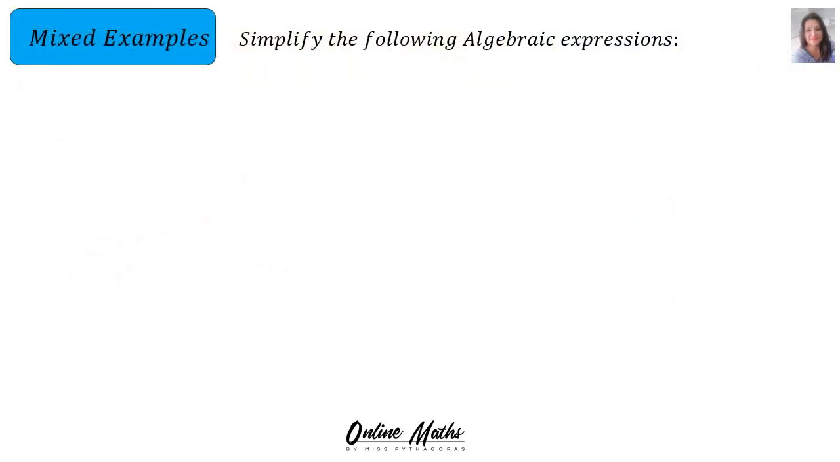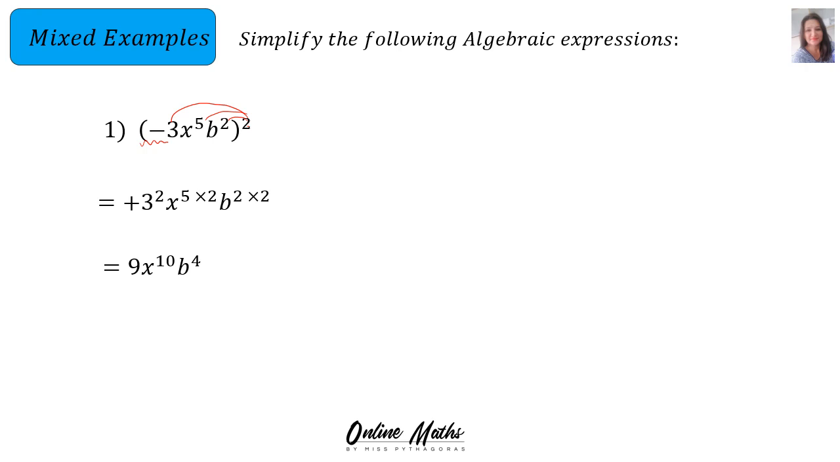Let's do more mixed examples. The question, simplify the following algebraic expressions. Now I give you inside a bracket negative 3x to the 5 b squared squared. So be careful, the minus is inside the bracket. So you will have to square the minus, and then this little square will go to every exponent. So it will become plus 3 squared, x to the 5 times 2, b to the 2 times 2, and your final answer 9x to the 10 b to the 4.